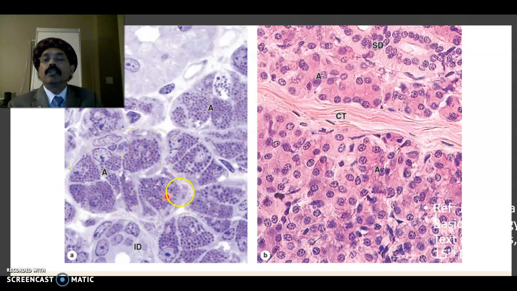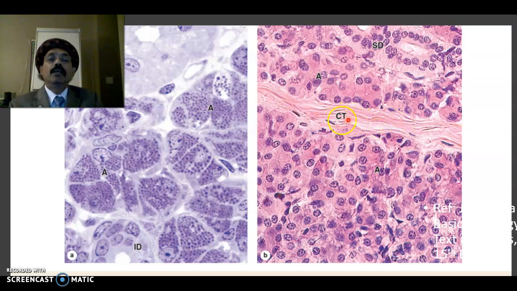Acinus contains the acinar cells. These are pyramidal in shape. They contain zymogen granules at the apical part, and each acinus is surrounded by the myoepithelial cells. Myoepithelial cells are located between the acinar cell and the basal lamina around the acinus. We have the connective tissue septa from the capsule. It is an encapsulated structure.